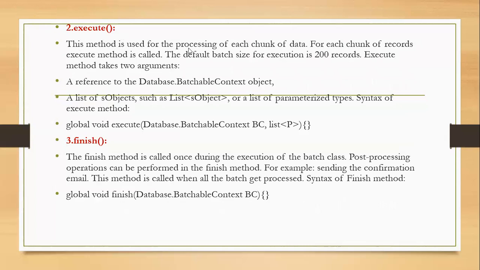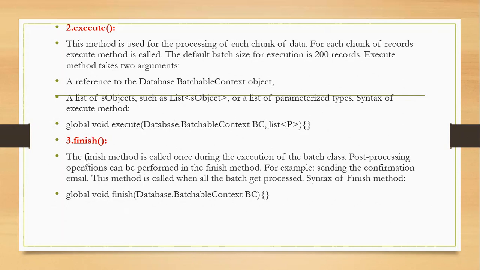Execute. This method is used for processing batches of chunks of data, where each chunk is a set of records. The execute method is called for each batch, and the default batch size is 200 records. The execute method takes two arguments: a reference to the Database.BatchableContext object, and a list of sObjects, such as a List of sObject or a list of the parameterized type. Syntax of the execute method: global void execute(Database.BatchableContext BC, List<sObject> scope).